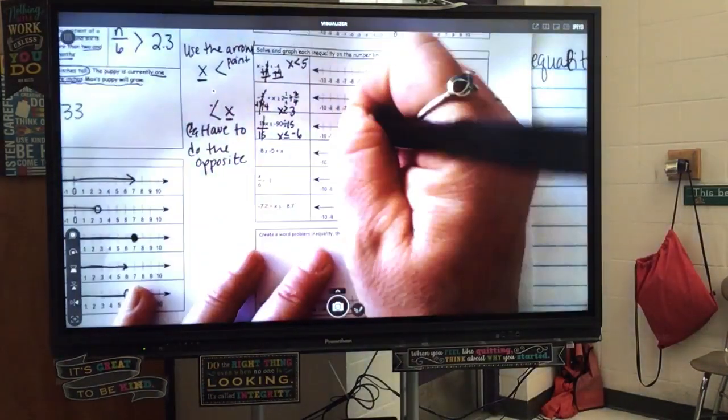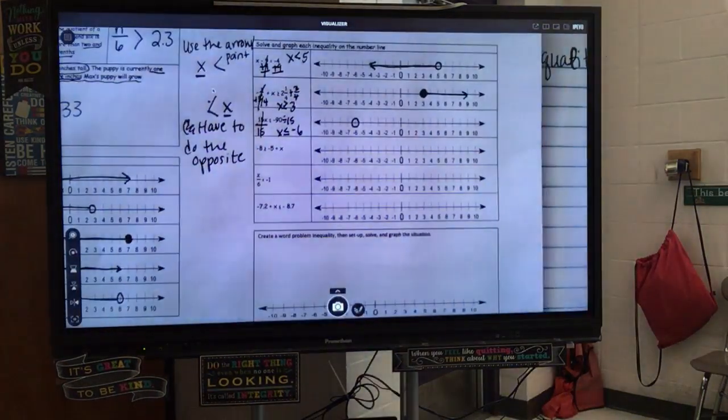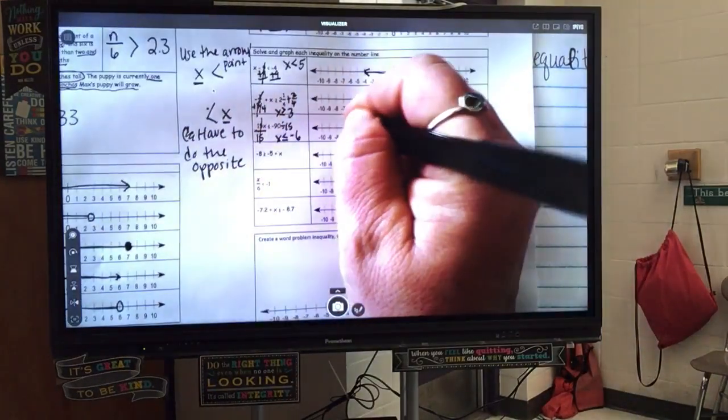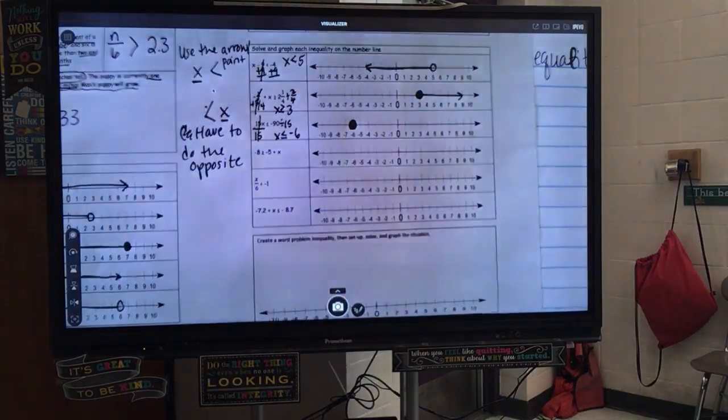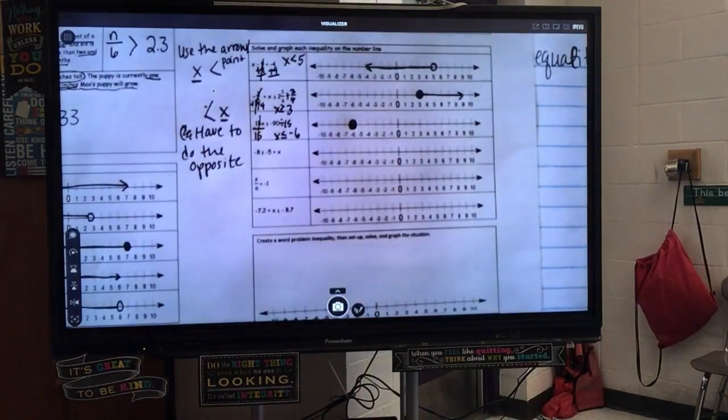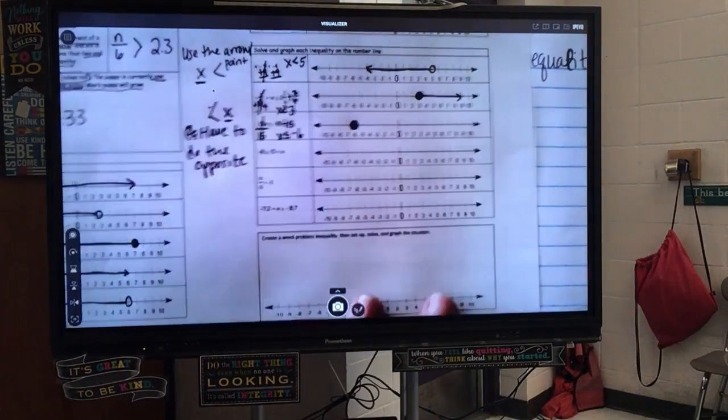Alright, so we find -6. Raise your hand and tell me, is it open or closed? And how do you know? Jack? Closed since there's a line under the less than, because it's equal to. Okay, and then, Jack, which direction is it going? Right or left? To the left.